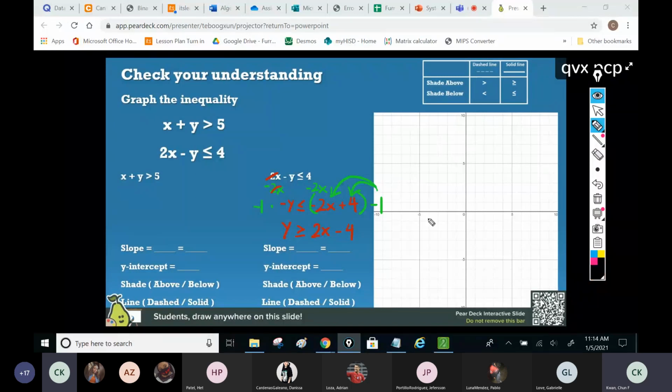So the trickiest part is the times -1. This is the trickiest step. So you have to times -1 on both sides. And when you times a negative number, you flip the sign as well. And then after that, you can find the slope. The slope is positive 2. And then the y-intercept is -4. So I see that some of you guys are trying, and that's good. I appreciate that.